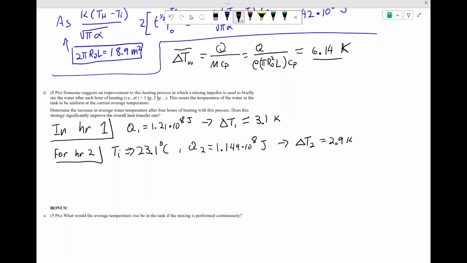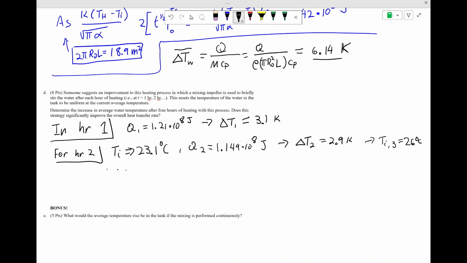So this gives us a delta T in the second hour of 2.9 K. And you can basically iterate this for each hour, and then we can work out our starting temperature for the third hour. So in the third hour, TI is essentially going to start at 26 C. So we can iterate this through for 4 hours.